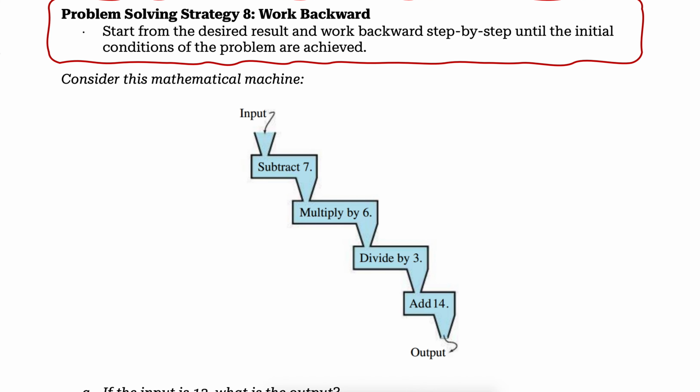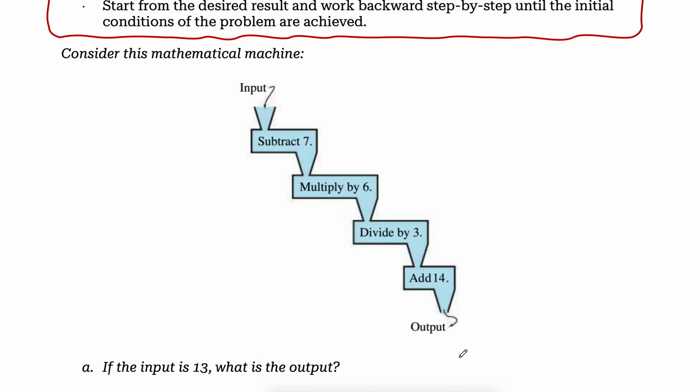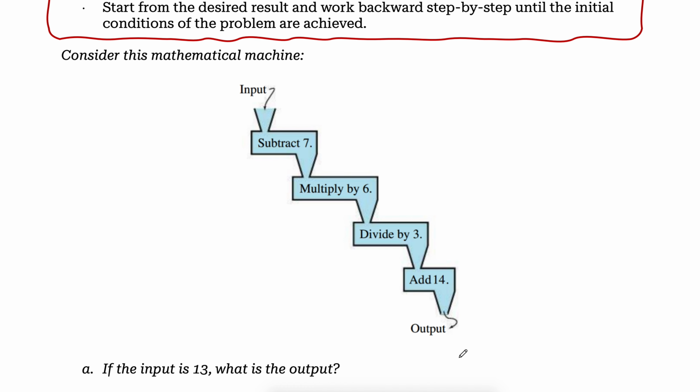The example that we're going to look at says, consider this mathematical machine. You input a number, then subtract 7, multiply by 6, divide by 3, and then add 14, and then that will give you your output. So if the input is 13, what is the output going to be?